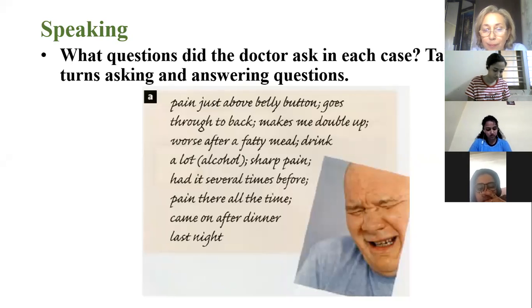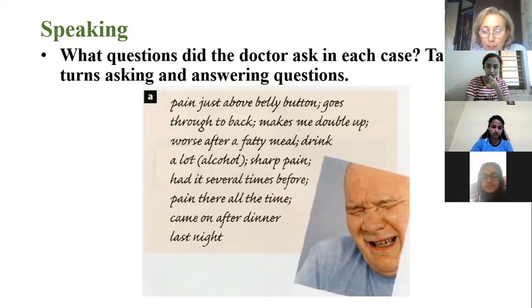Could you please tell me, does it radiate, like move anywhere else? Yeah, it's moving down the belly side. Okay. Is there anything else associated with it, like sweating or vomiting? No. Okay. Did this follow any time pattern?